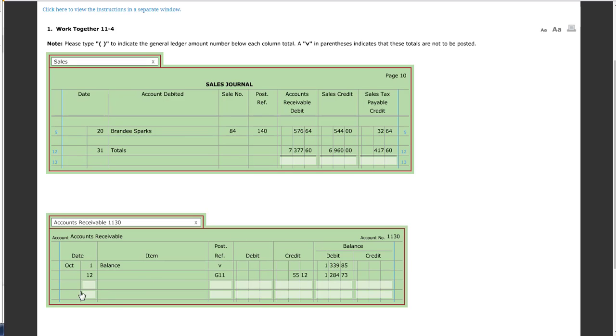Accounts receivable is account number 1130. I'm going to put the date of the 31st. We always post our totals on the last day of the month. I'm going to do S10, S standing for sales journal, 10 saying page 10. And then I'm going to do accounts receivable as a debit of $7,377.60.